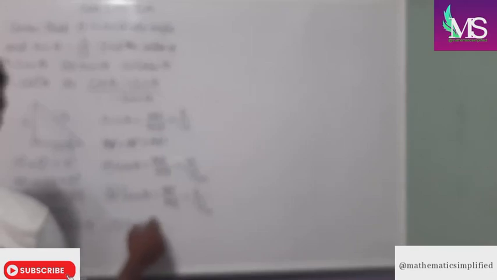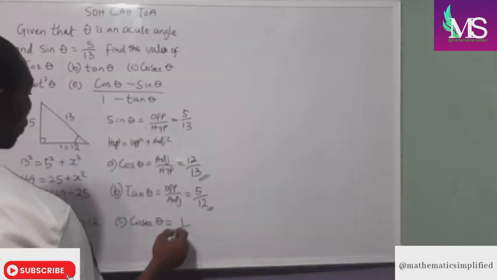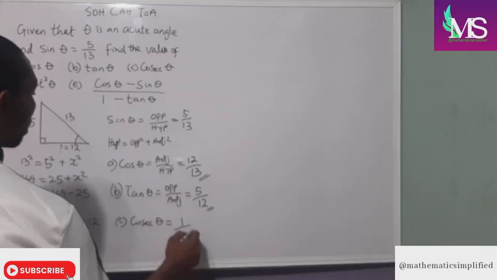Now we know the next one is c), which is cosec theta. And cosec theta we know is 1 over sine theta.